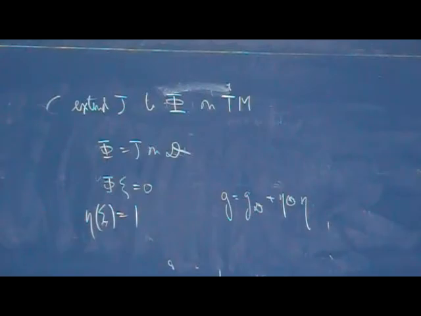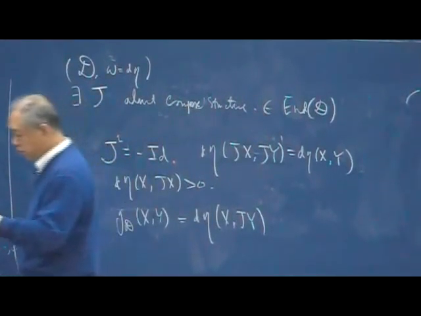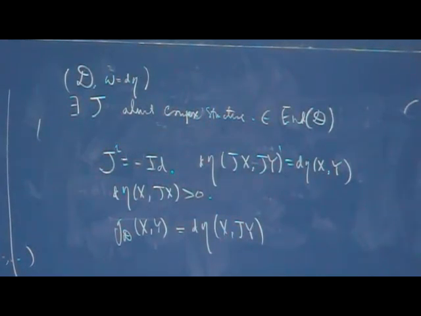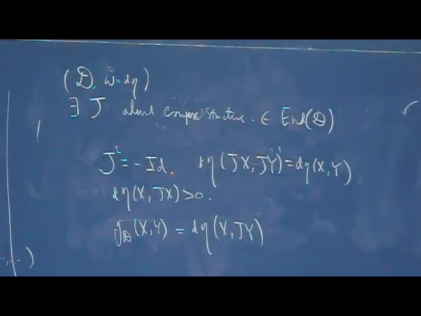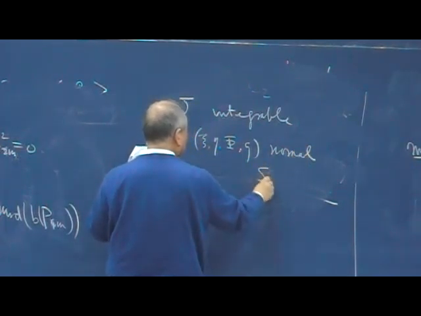Now, if the almost complex structure J on D is integrable, then we say the structure is normal, and they call it a Sasaki structure. If J is integrable, then by definition the whole thing is a normal contact metric structure, a Sasaki structure.